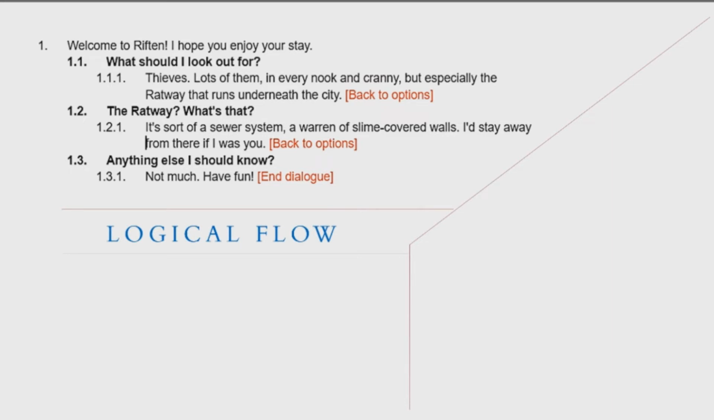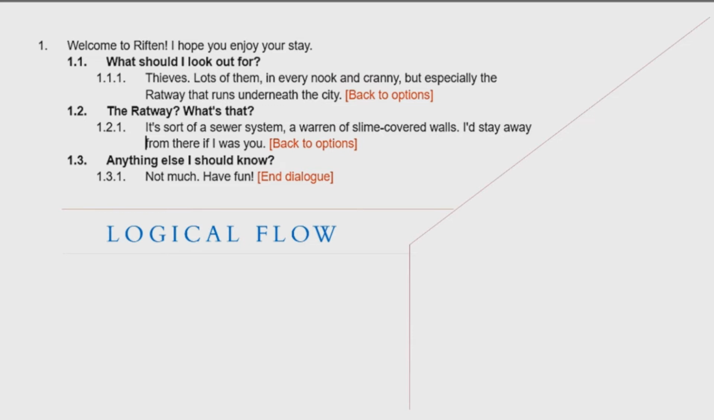So what you should be looking at here is direction. And that's hard to see right off the bat because we look at this and we see a conversation. We see, "Welcome to Riften. I hope you enjoy your stay." "What should I look out for?" "Oh, thieves, lots of them in every nook and cranny, but especially the ratway that runs underneath the city." "The ratway, what's that?" "It's a sort of sewer system," etc.